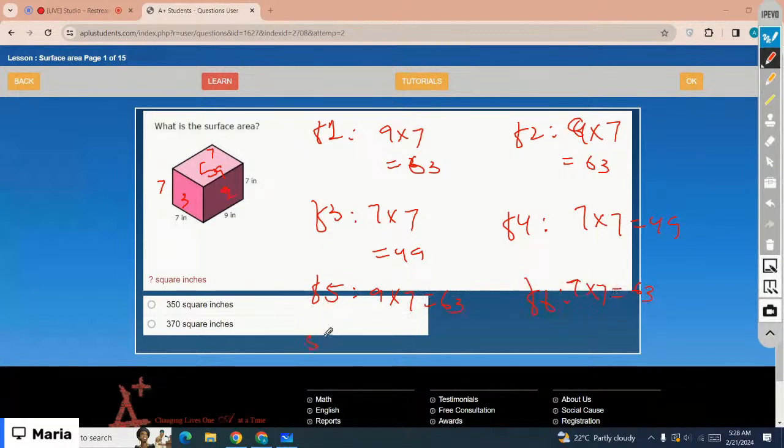So you need to calculate the surface area. You have to add up all the areas. 63 plus 63 plus 49 plus 49 plus 63 plus 63. So just add them all, right? That is, hold on.